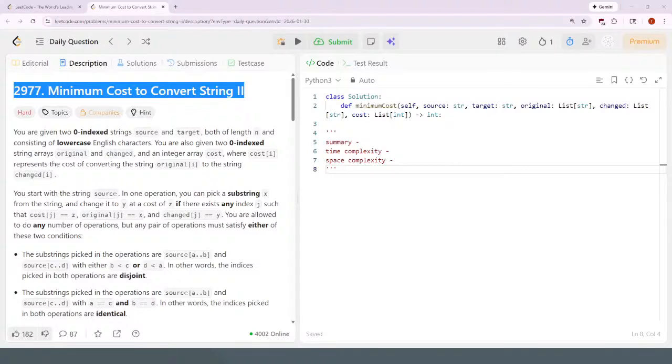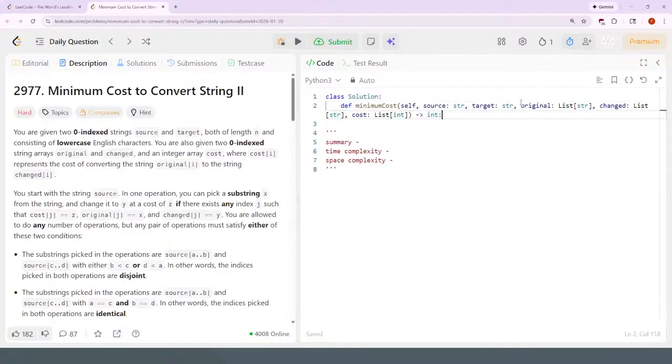Alrighty, looks like we have the streak breaker already. One day between hards, I guess. Well, at least this is a... I don't know if I should be happy that this is just a continuation of the previous one. Right, minimum cost to convert strings, part 2.